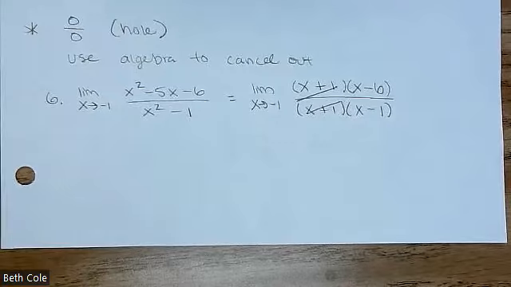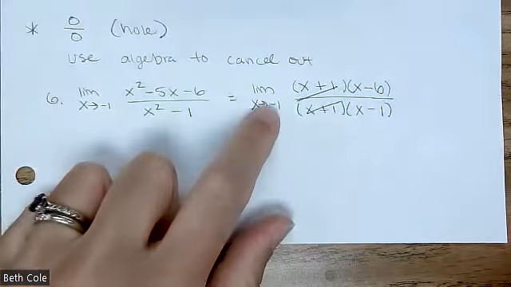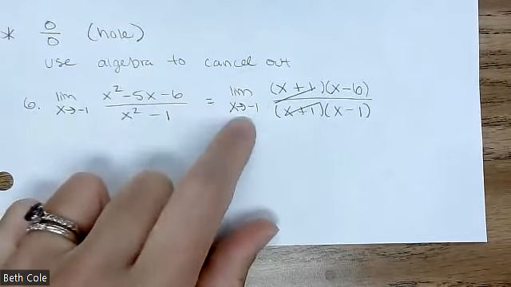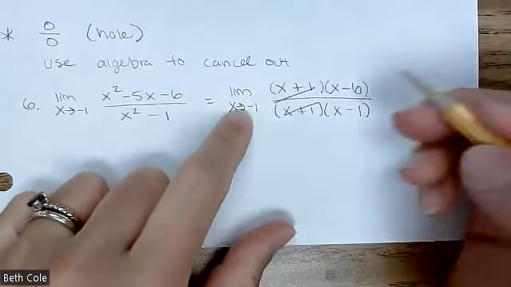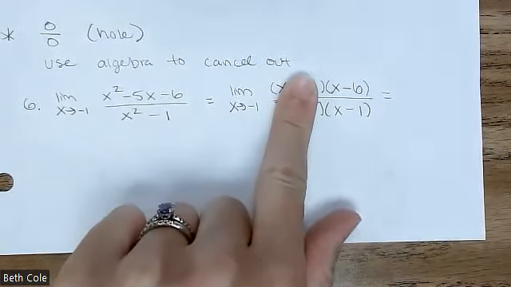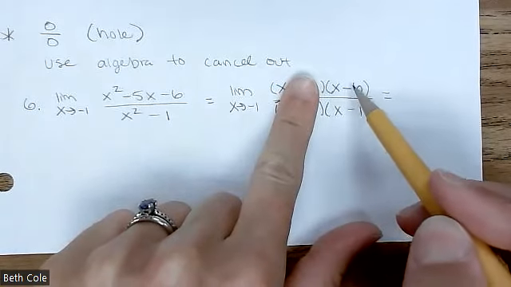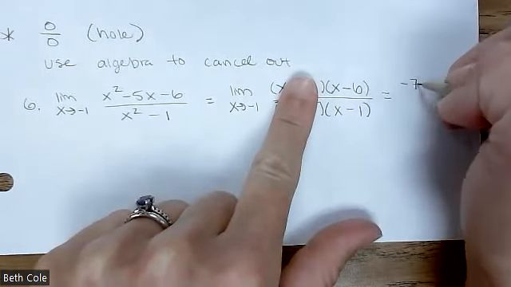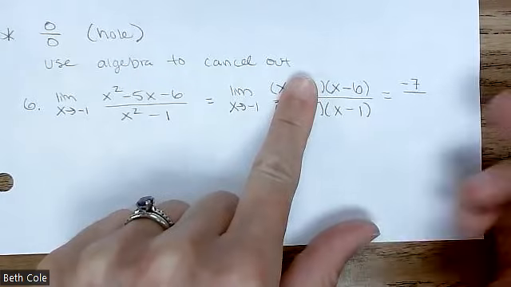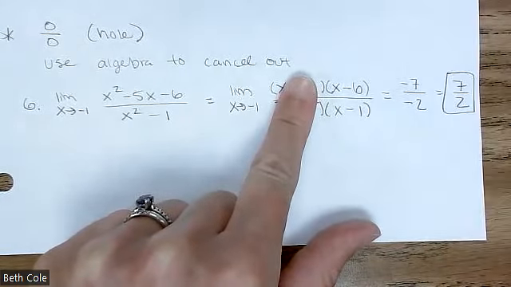Now, again, people will stop there, and I'm like, you were so close. This is why you need to write limit. You have to then plug in the -1 to this part that's left to get the actual answer. So let's take -1 and plug it in. -1 minus 6 is -7. Down here, -1 minus 1 is -2. Negatives cancel, 7/2.